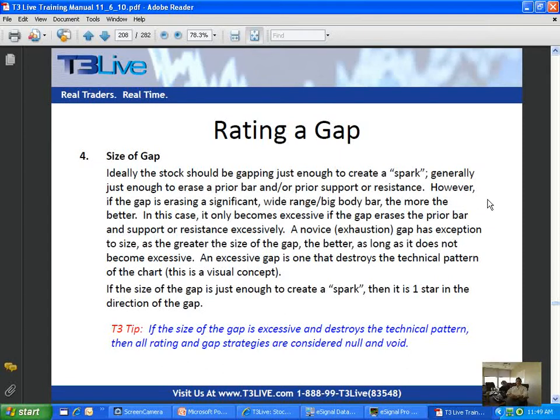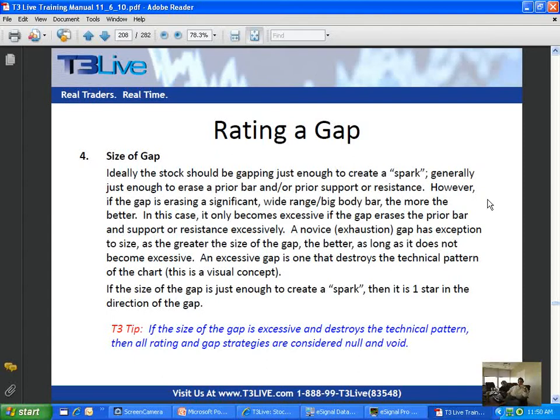Rating a gap, the size of the gap. Ideally, the stock should be gapping just enough to create the spark. Generally, just enough to erase a prior bar and/or prior bar support or resistance. However, if the gap is erasing a significant wide range big body bar, the more the better. In this case, it only becomes excessive if the gap erases the prior bar and support or resistance excessively.